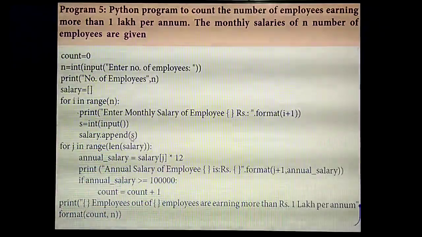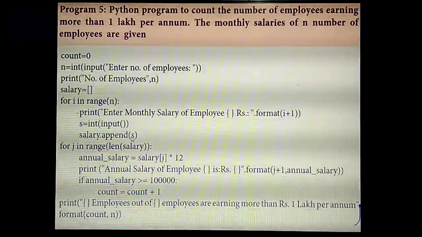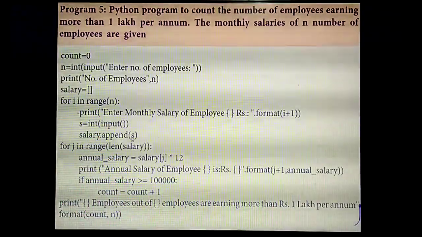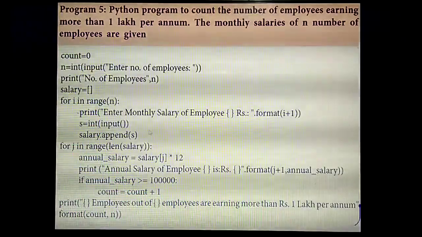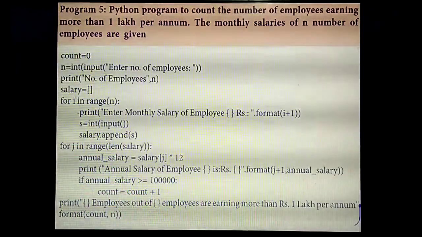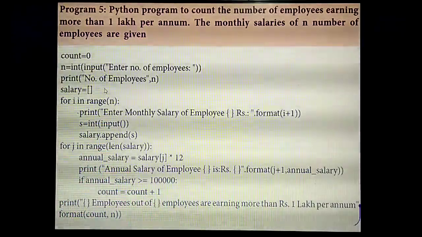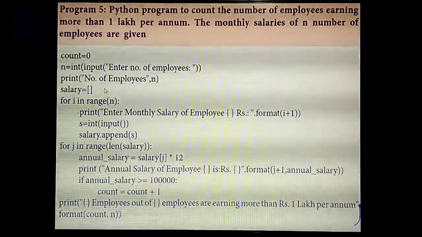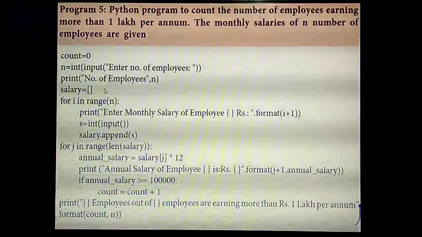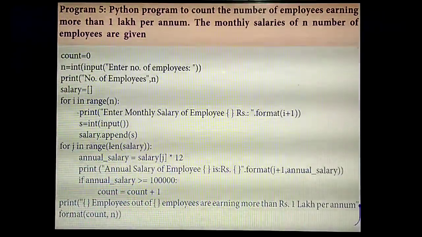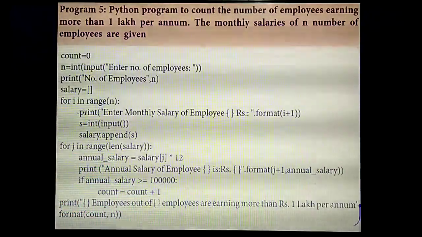Understand? So next, you are going to calculate the annual salary. For calculating the annual salary, first you need to know the monthly salary, isn't it? Already you have entered the monthly salary here. Next, all the salaries you have entered are in the salary list. What's the next step? You need to find the length of the list. For that, another for loop, another variable you are going to create, which is variable j, in range of the length of the list.